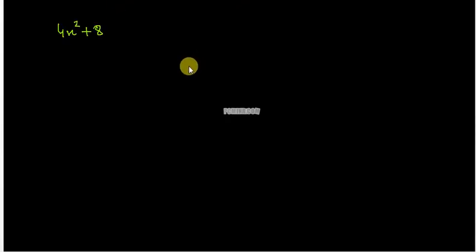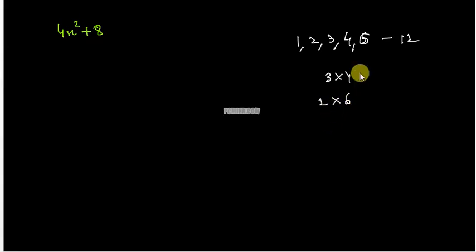Let's see how we can factorize algebraic expressions. It's no different than with numbers. Like 1, 2, 3, 4 and 6 are all the factors of 12. So you can write them this way: 3 times 4 will give you 12, 2 times 6 will give you 12. Or you can write it the other way, 4 times 3 or 6 times 2.